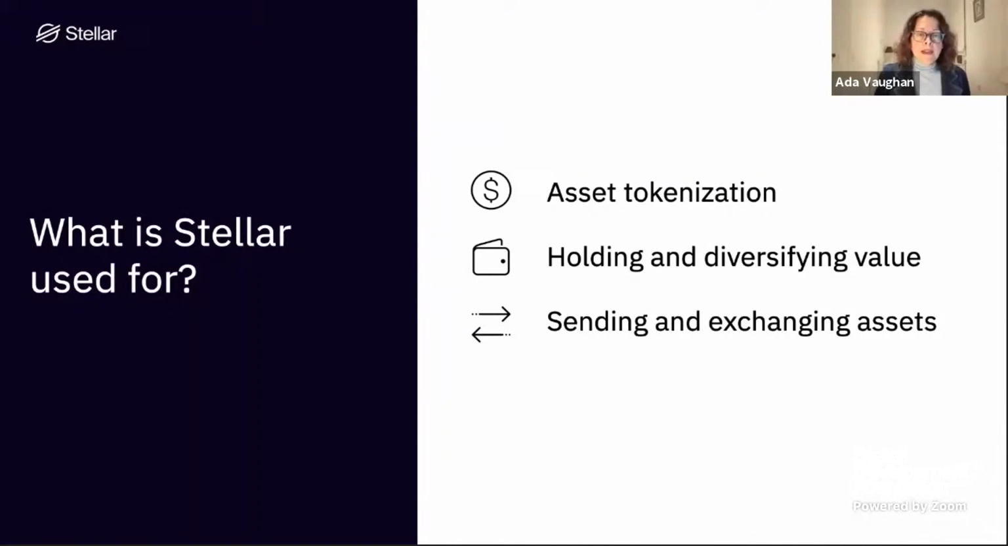Then once they have that value, they need to hold it, and they may want to diversify it. So they may start out with a US dollar tokenized on Stellar, but want to move to a Mexican peso, for example. Or they may want to send money to someone who, when they receive it, wants to change it to a different form of value.